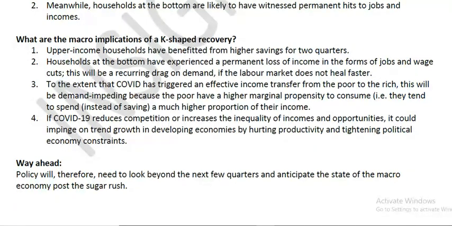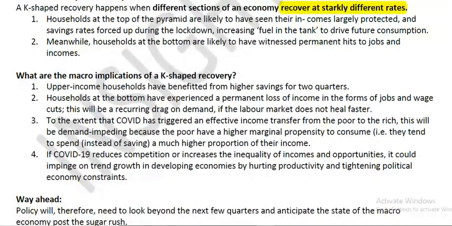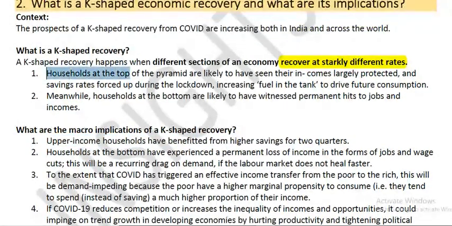If COVID-19 reduces competition or increases the inequality of incomes and opportunities, it could impinge on trend growth in developing economies by hurting productivity and tightening political economy constraints. So the policy therefore needs to look beyond the next few quarters and anticipate the state of the macroeconomy post the sugar rush. That is what this K-shaped economic recovery is all about. First, we have to consider the households at the top, and also the households at the bottom.